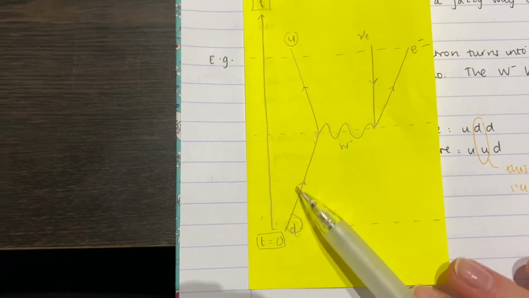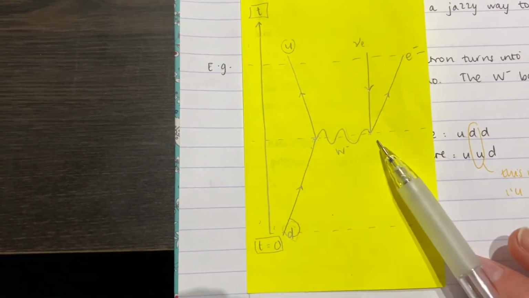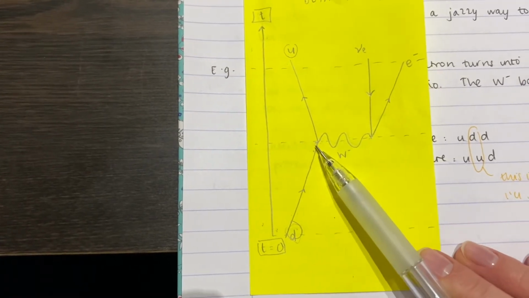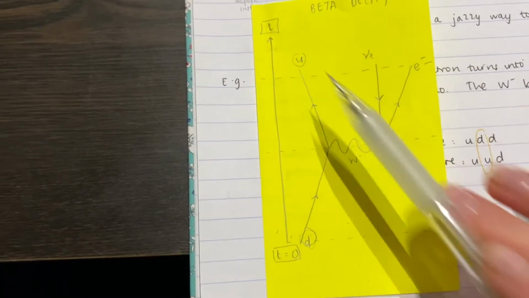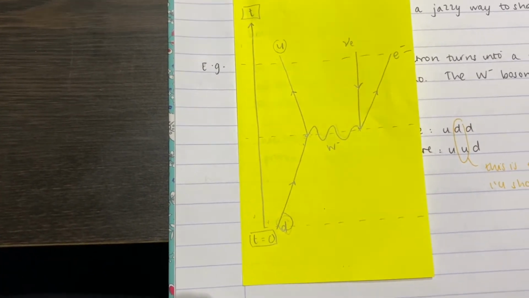So you can see that at each end of the exchange particle, our boson, we have to have an up going in and something going out, and obviously that is also conserved on the right hand side as well.